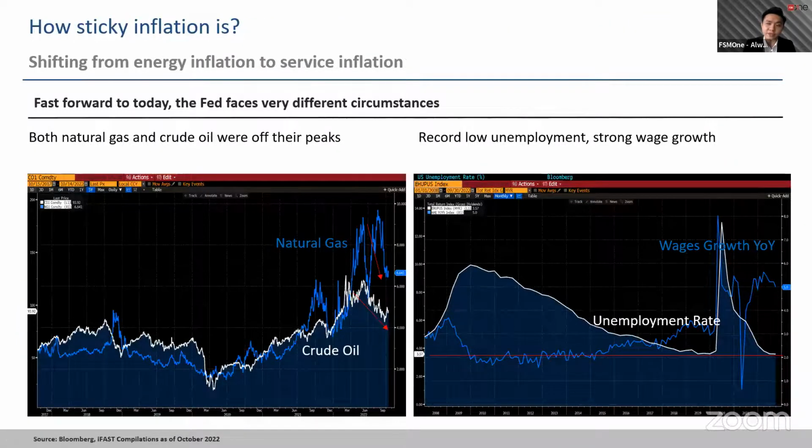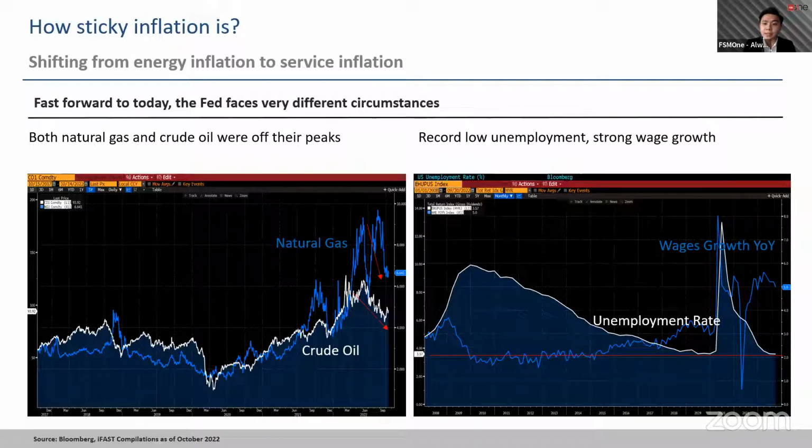So how sticky is inflation today? I describe inflation as sticky because it is hard to shrug off. In the beginning of the year, inflation was mainly contributed by energy inflation. But as you can see, what is it today? Energy prices have come off their peaks already, and the relationship between inflation and energy prices has kind of gone off the hook, as both natural gas and crude oil are off their peaks, while inflation still remains elevated.